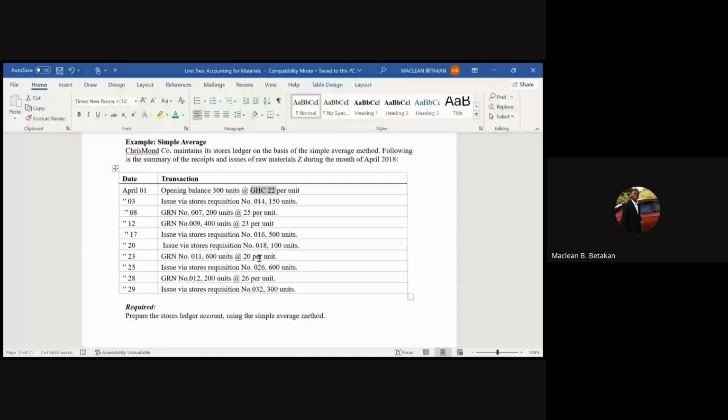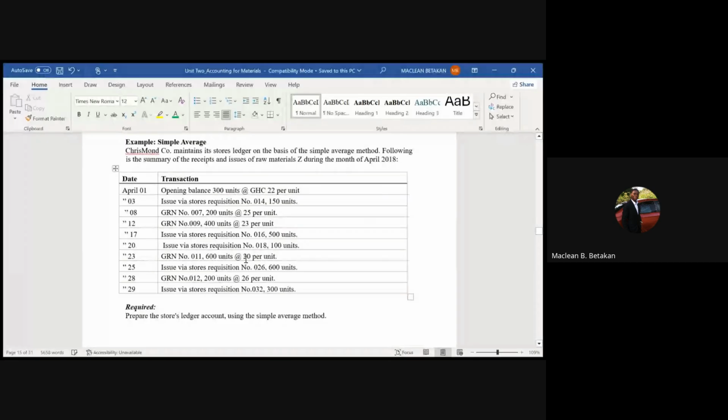What will you do? You must do something before you agree. How many prices are here? It's only one price that we have. So in simple average, what will you do? Doc, you divide the price by 1. Good. You divide it by one and you get the same 22 cedis. So that is the logic. You divide it by one, you get the same 22.